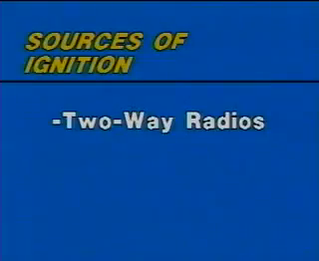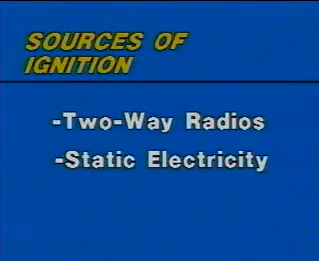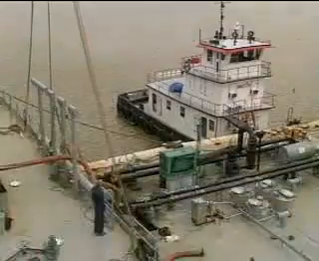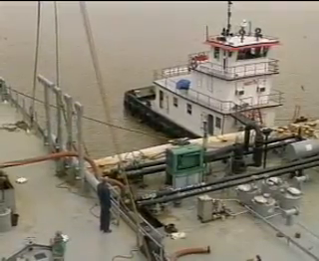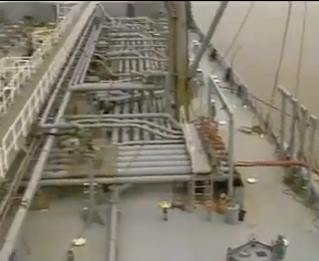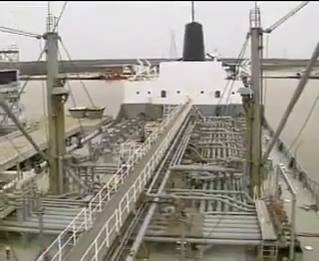Let's consider some possible sources of ignition for a moment. On ships, ignition can come from some unforeseen sources. A two-way radio is one such source, that is, if it's not intrinsically safe. Static electricity can also provide a source of ignition. Static electricity is generated during loading and unloading operations, and if not properly grounded or bonded, can create a source of ignition.